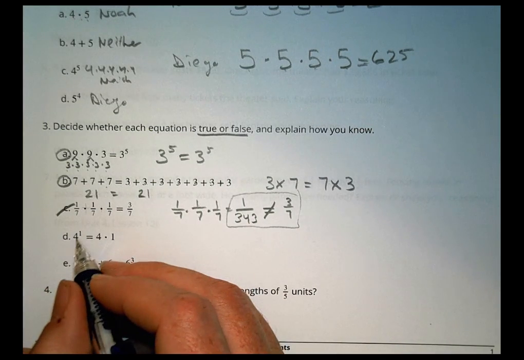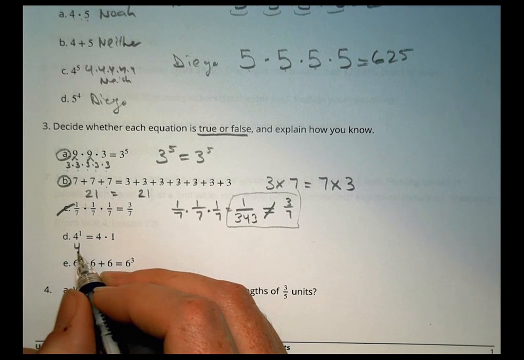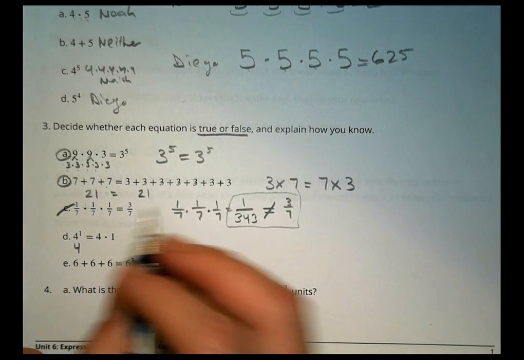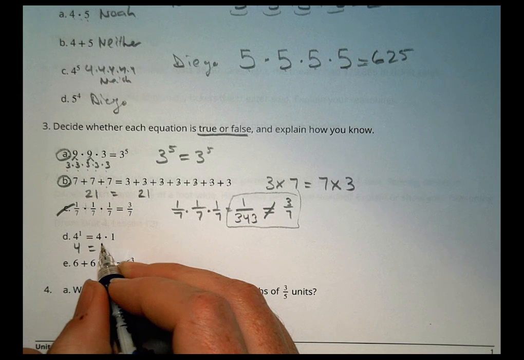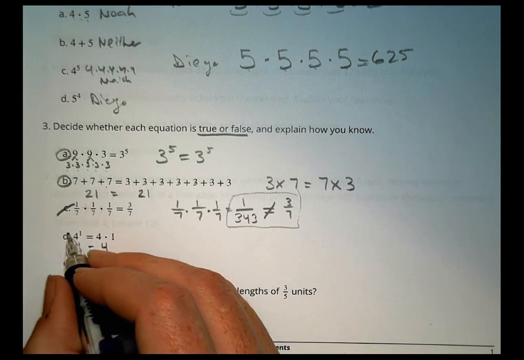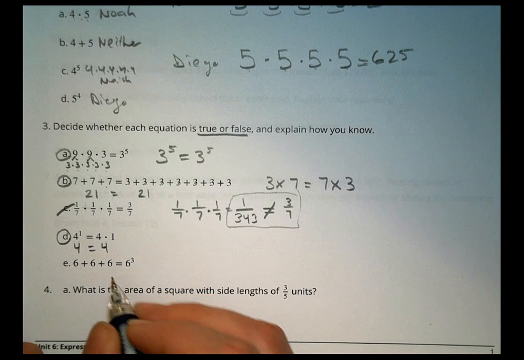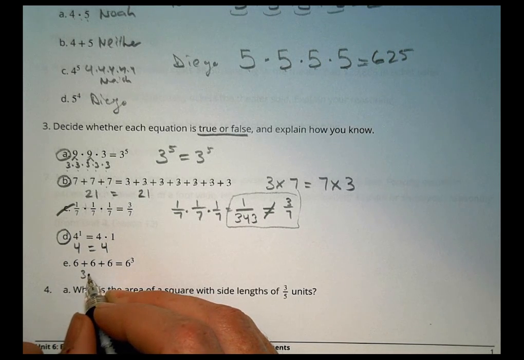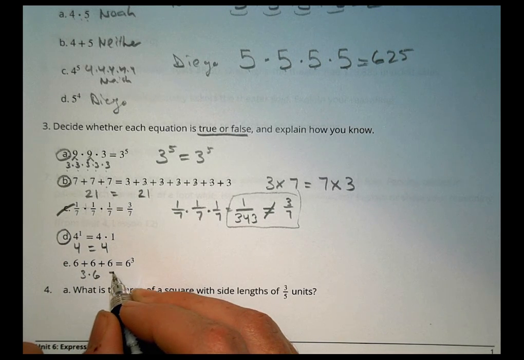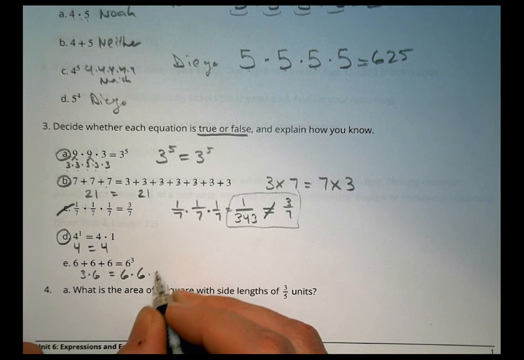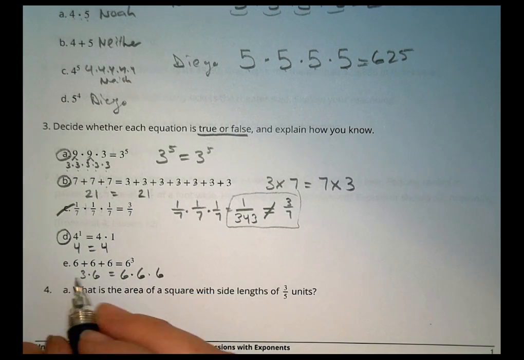All right, 4 to the 1st. That's 4 times nothing. 4. Over here we have 4 times 1. That happens to be 4. So that's going to be true. Over here, this is 6 plus 6 plus 6, which is like 3 groups of 6. That does not equal 6 times 6 times 6. There's no way those are equivalent. That's not true.